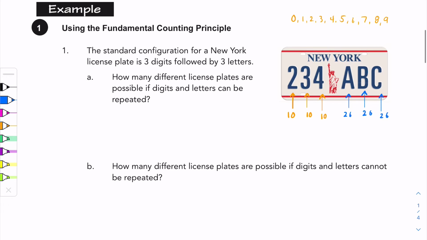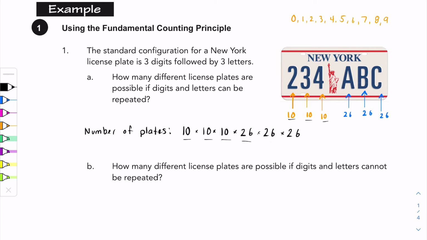So in order to use the fundamental counting principle, you need to multiply all these possibilities together. So the first digit has 10 possible ways. The second is 10 possible choices. The third is also 10 possible choices. Then we have the fourth placeholder, which has 26 different choices, 26 different choices for the 5th spot and 26 different choices for the 6th spot. Multiply all of these together and you end up with quite a large number.